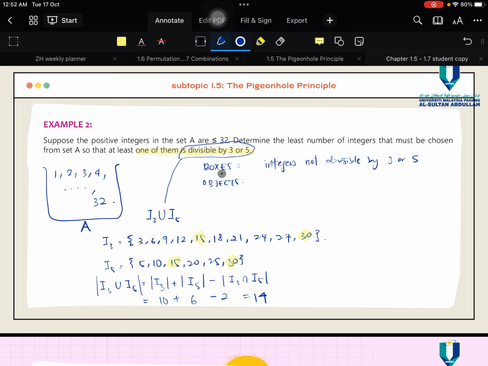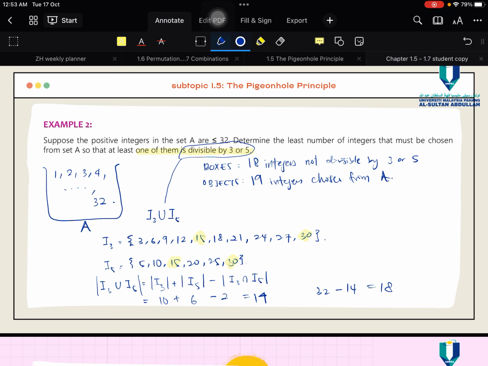So boxes kita apa? Boxes adalah integer not divisible by 3 or 5. So macam mana nak dapat bilangan ni? So kita pun ambil lah 32 integer tolak 14. Dapat 18. Betul? So there are 18 integers not divisible by 3 or 5. So berapakah integer yang kita kena pilih? 19. Boleh kita gunakan pigeonhole principle dekat sini, di mana boxes tu adalah apa yang kita tak nak.